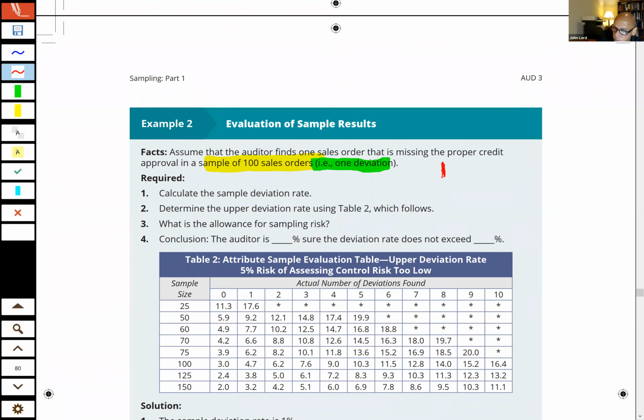Was that 4.7? Or is it 1%? We had one deviation, and we looked at 100 sales orders. So our deviation rate is 1%. That makes sense. Okay, good. So we have 1%. And again, I know they said earlier that the sample size was 78, but they've changed that now.